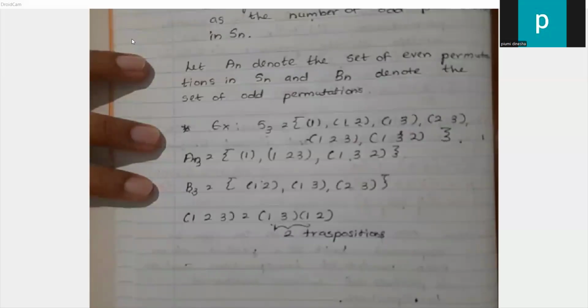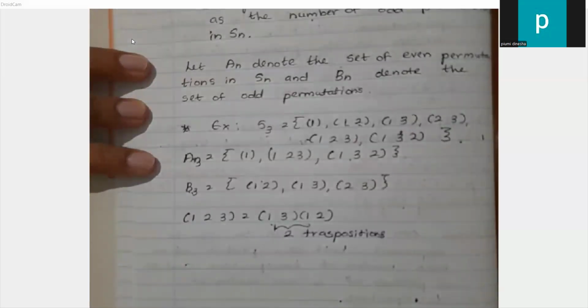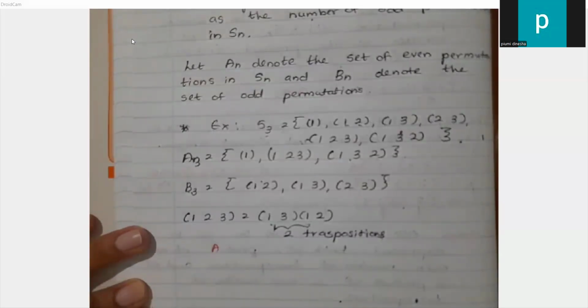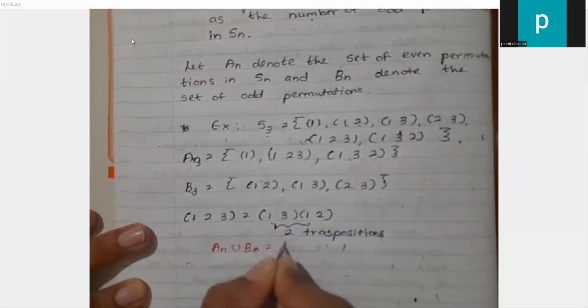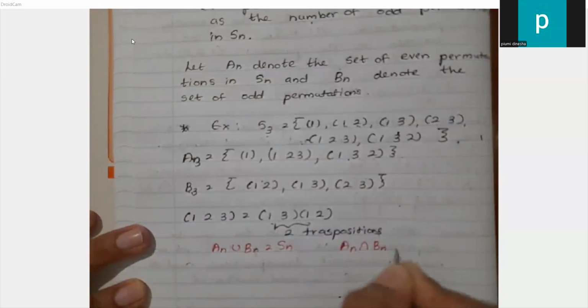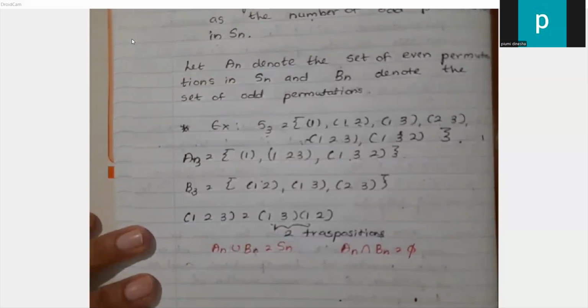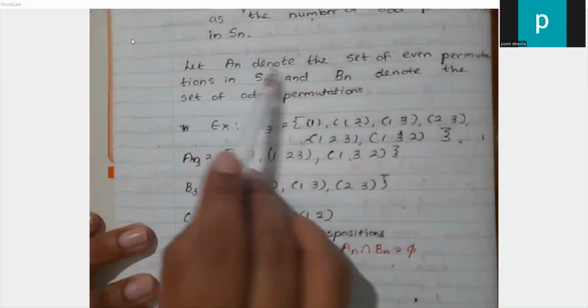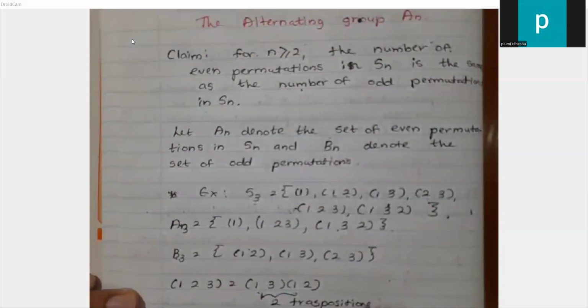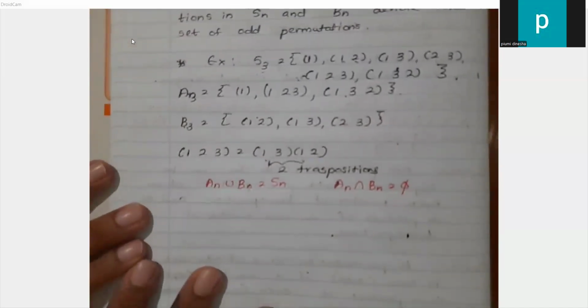So with this, we see several things. And even from the definition, this is simply given. An union Bn simply gives you Sn. An is disjoint from Bn clearly. And the claim which we have to prove says that An and Bn have the same number of elements. Now let's go to prove this claim.